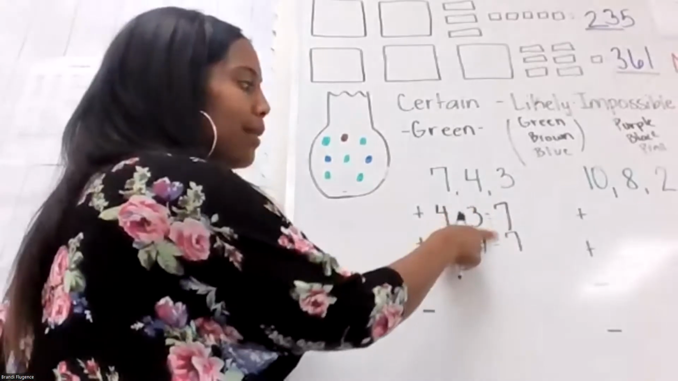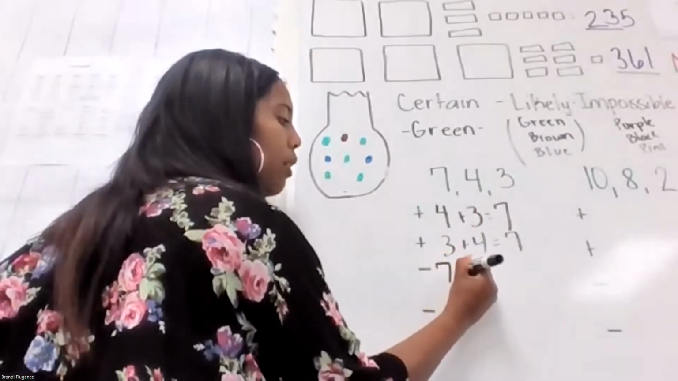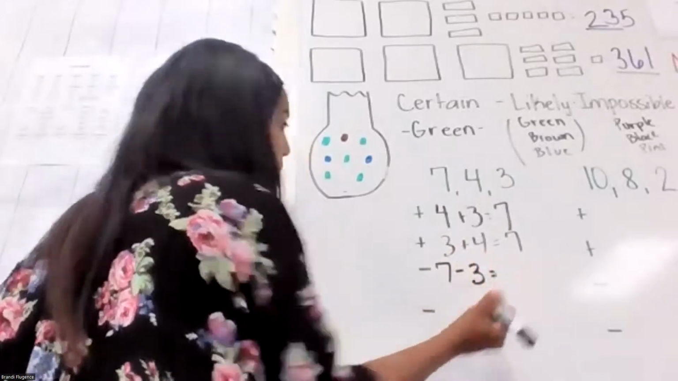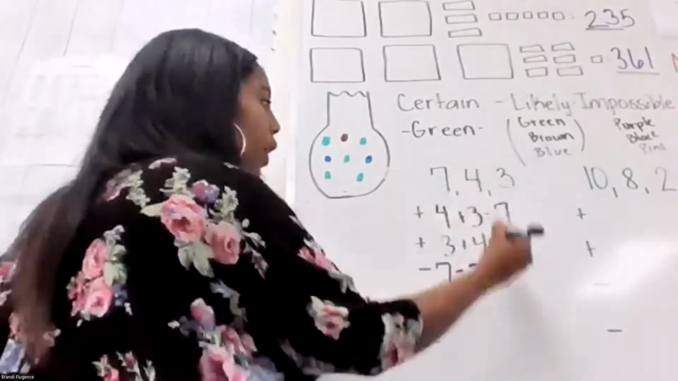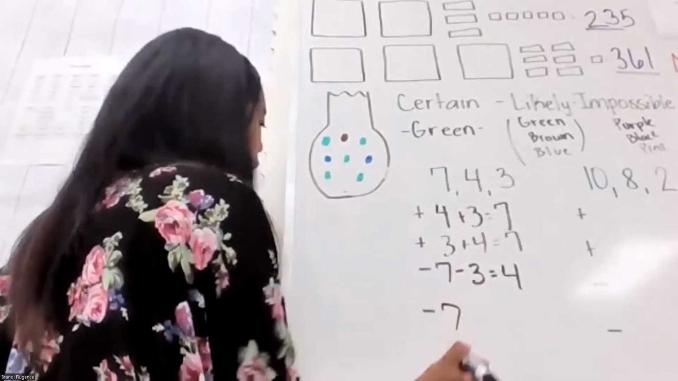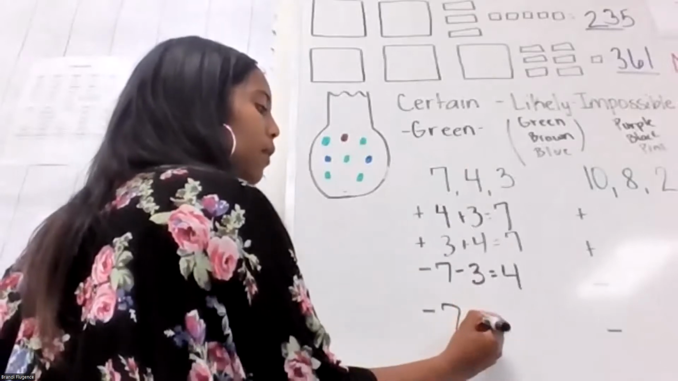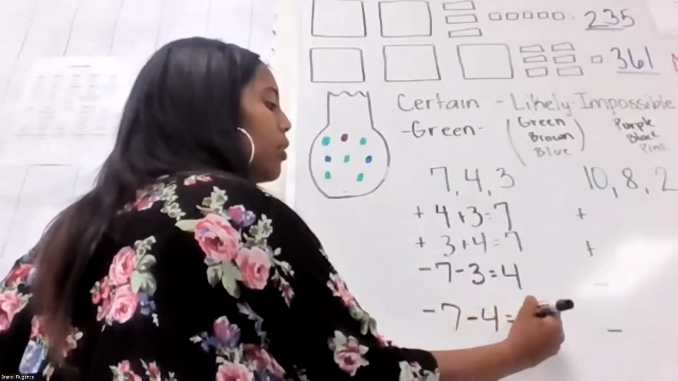Whatever number you add it to is the number you start subtracting with. So that means I would do 7 minus 3, and it has to equal 4. That's the only number. Then what will be another subtraction fact? 3, I know, I can't do 3 minus anything. I have to start subtracting with 7. 7 minus 4 equals 3.